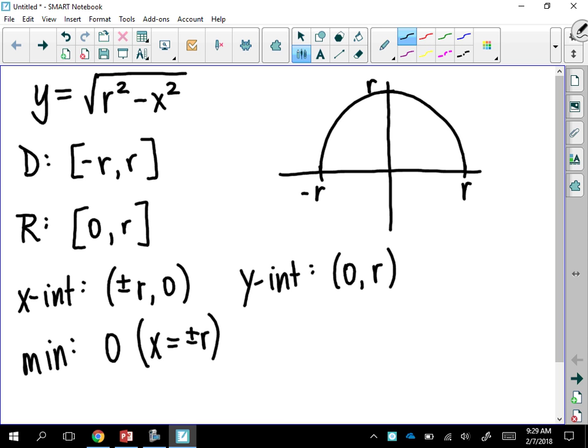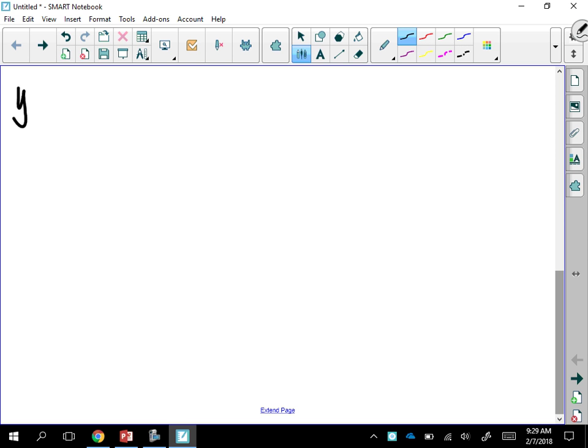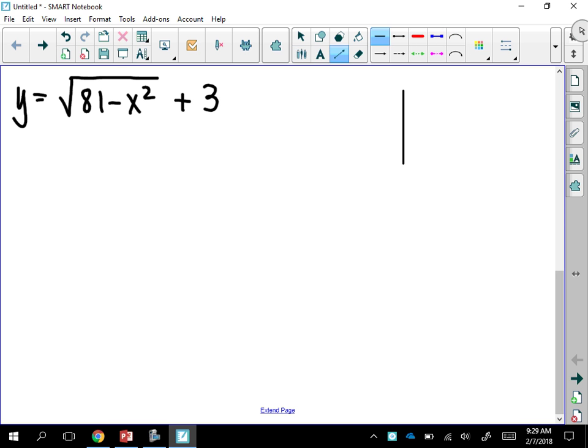Everybody good with that? So if I were to ask you to graph something like y equals the square root of 81 minus x squared, plus 3, then how am I going to recognize that that's a semicircle? All right, 81 is a perfect square. It doesn't have to be, but I'm probably going to give you perfect squares just to make it easier for graphing. What else do you notice is unique to this? There's a square root, right? What's that?